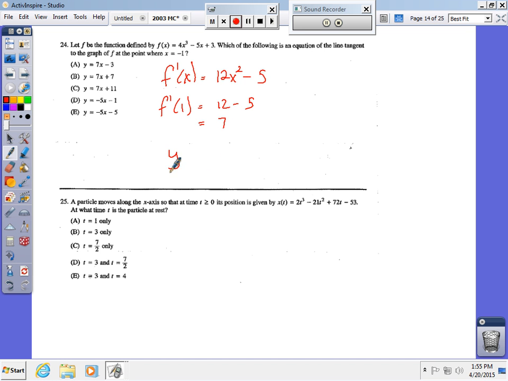So now it's y. Well, I've got to figure out the y coordinate. Figure that in a second. Is equal to the slope, which was 7, and x minus 1. At 1, I got to plug 1 back in, so I have to do f of 1 to figure out the y coordinate. So that's 4 times 1 minus 5 plus 3. 4 minus 5 plus 3, negative 1. So what is that, 2? No.